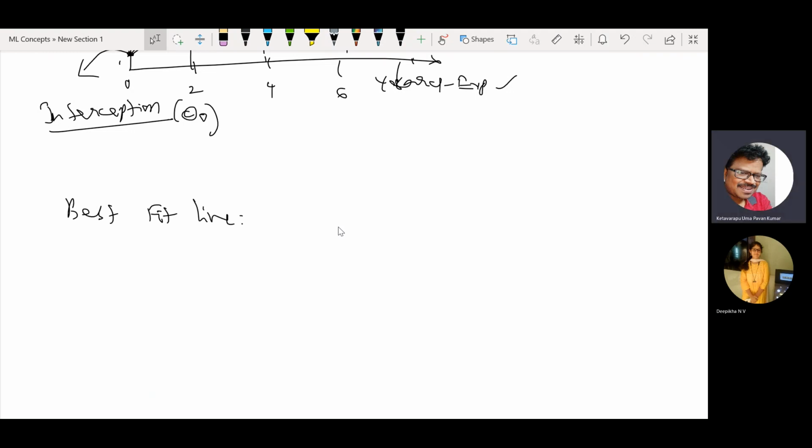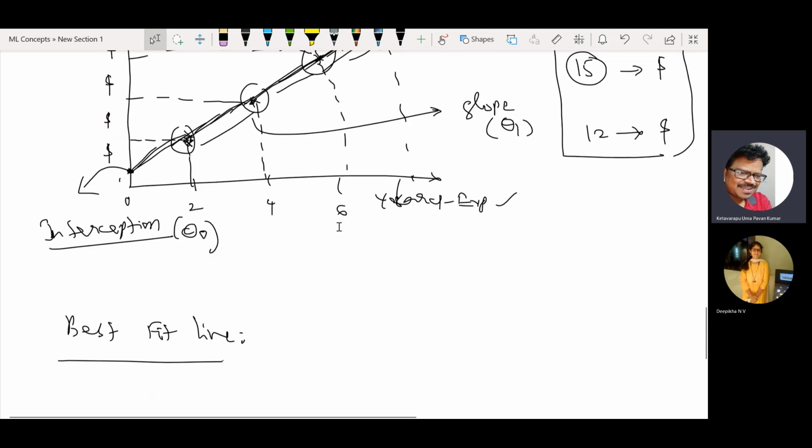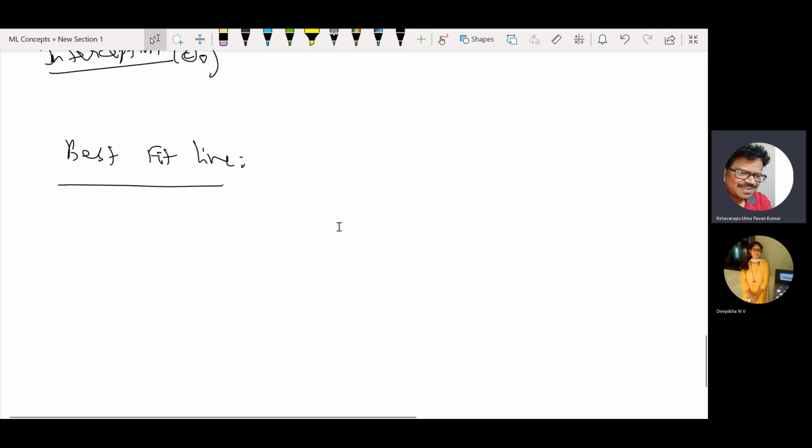Friends, be with me. If you are referencing the best fit line, whatever line I am drawing there, that particular line should be best fit. How do I know whether I have the best fit line or not? Let me give you the equation first. You might know the straight line equation, guys: y = mx + c.